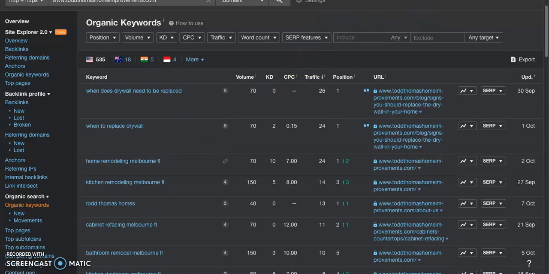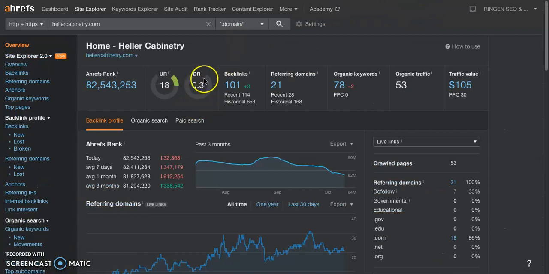Let's go take a look at your site and see how you compare. Your UR and DR rating is a little bit low. You do have 101 backlinks coming from 21 referring domains. Not all backlinks are created equally. It looks like only 7 of those referring domains are coming from super powerful sites. Google really sees that. If you have a lot of powerful backlinks, they're going to see, okay, this is an authoritative site, and they're going to push your website up to the top of their rankings, and you're really going to get found a lot more.